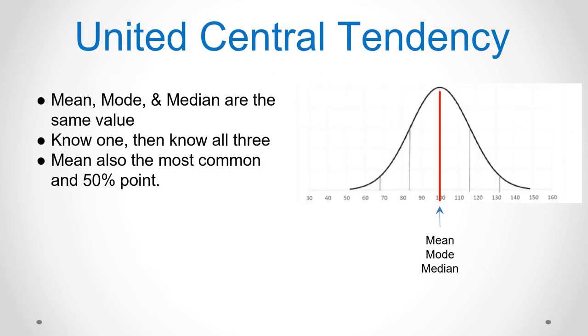The second characteristic of normal curves is that they have unified central tendency. What does this mean? The mean, median, and mode are the same value. If you know one, then you know them all. The mean is also the most common or typical value in the distribution and is the 50% point of the distribution. It divides the distribution exactly in half, where 50% of the data will fall below the mean and 50% of the data will fall above the mean.